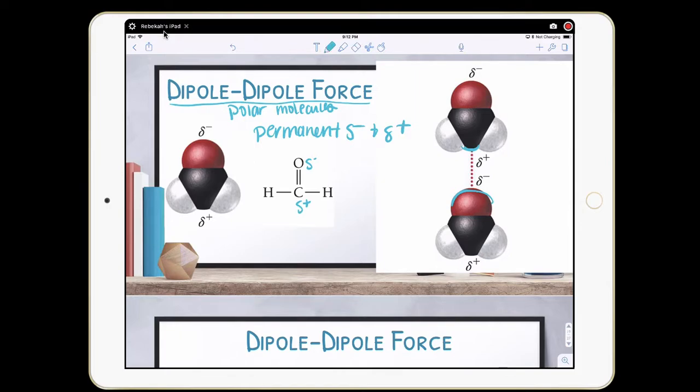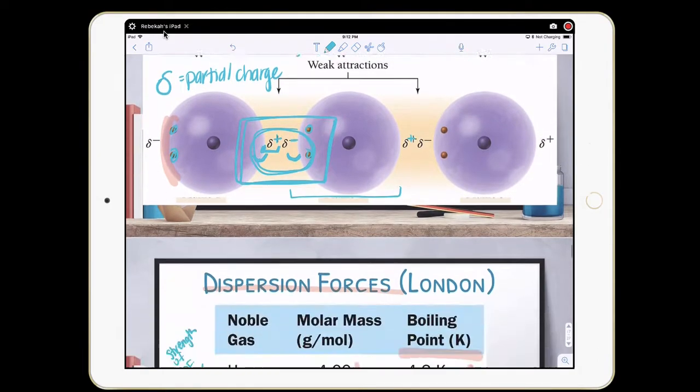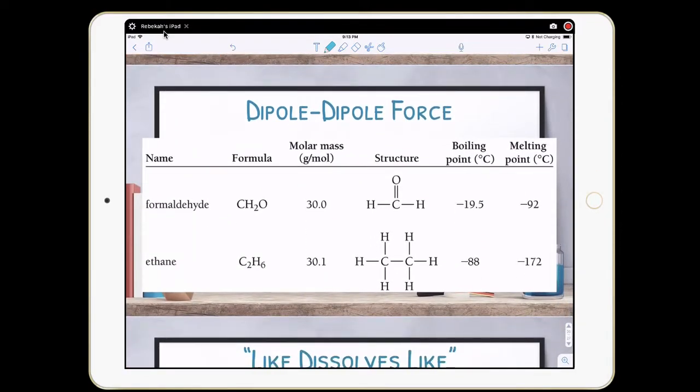So again, dipole-dipole force is a lot stronger than this London dispersion because this is just a momentary version of this. This is a permanent version. So this is a lot stronger, this interaction. So we can tell it's stronger because we have increasing boiling points. So if I increase my boiling point, it means I also increase my melting point. But look at the molar masses, they're about the same. So what's the difference in these two? Well, this one is nonpolar, and this one is polar.